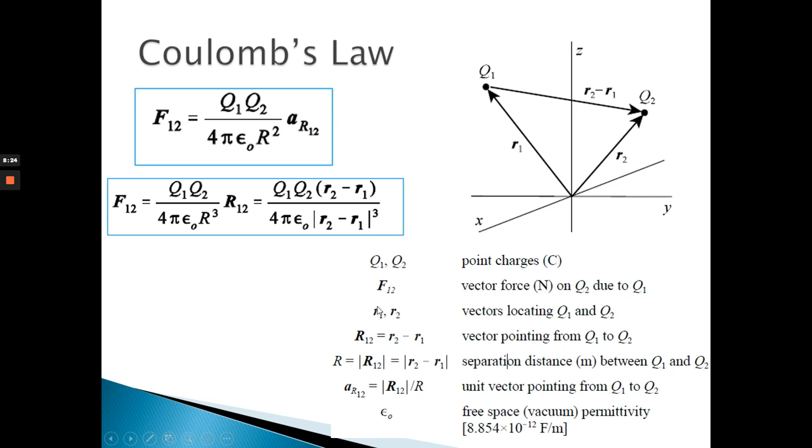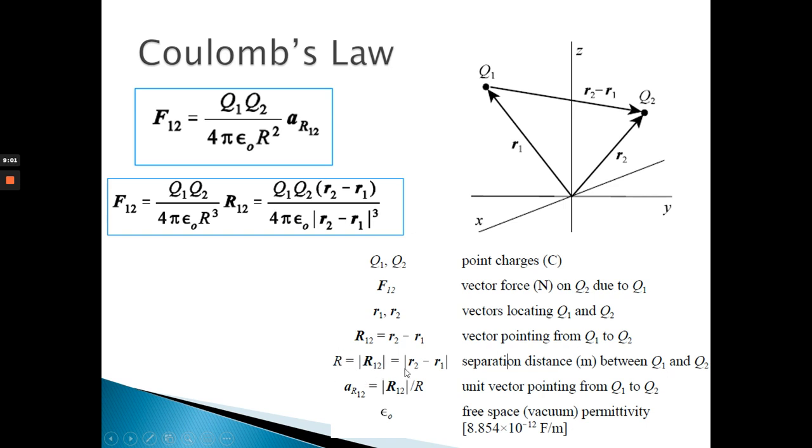Okay, here is the force, the vector force on Q2, meaning on Q2 due to Q1. So if you find the vector force on Q1 due to Q2, this will become F21. Now R1 and R2, we know the vector locations of Q1 and Q2, as I said already, and R12 is this one, R2 minus R1.